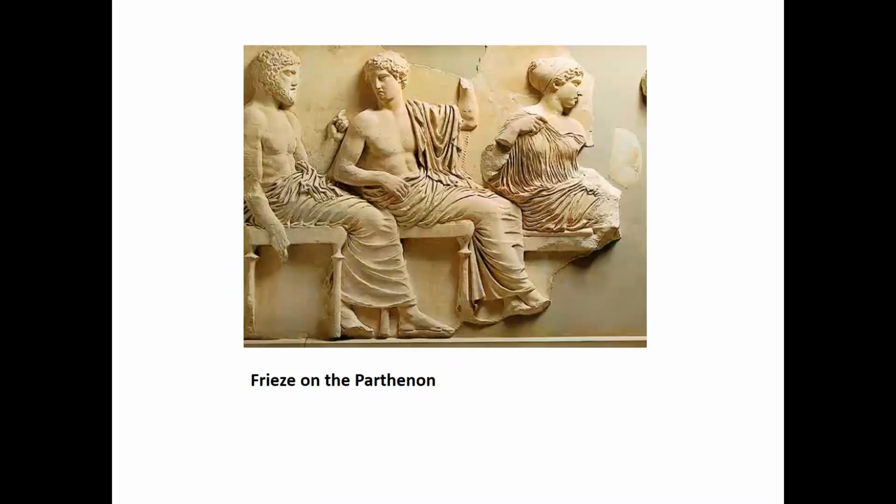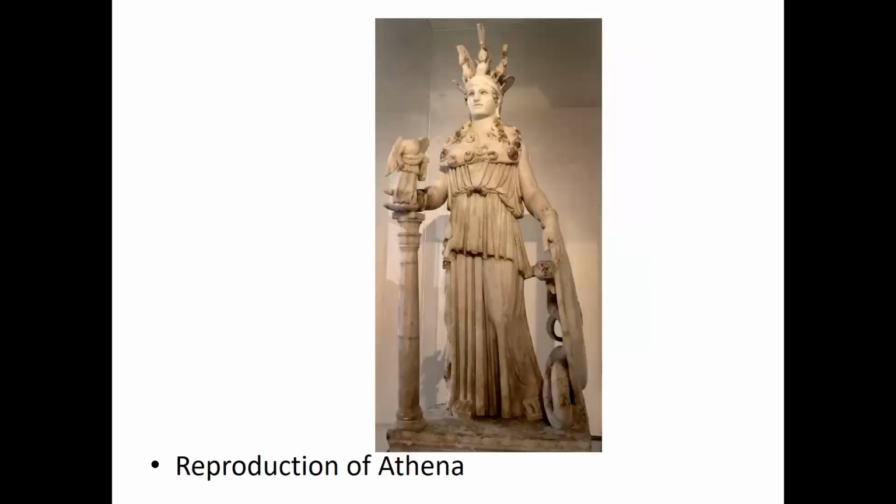This fragment of relief sculpture was part of the frieze on the Parthenon. Statues of gods and goddesses ringed the Parthenon. They've either been lost to time or are housed in museums. Here is a Roman reproduction of the patron goddess Athena.